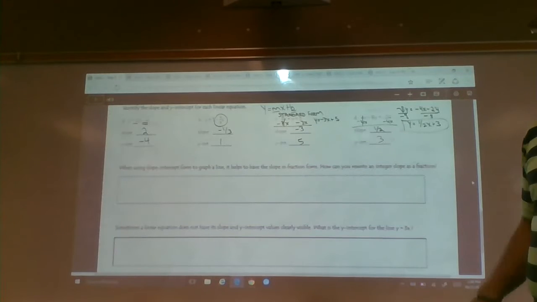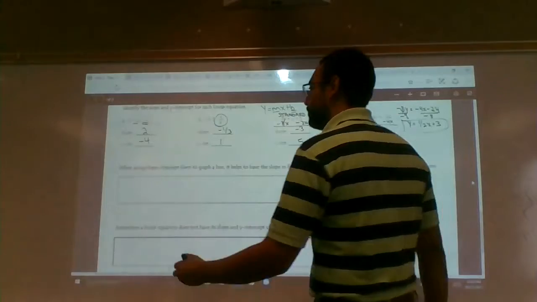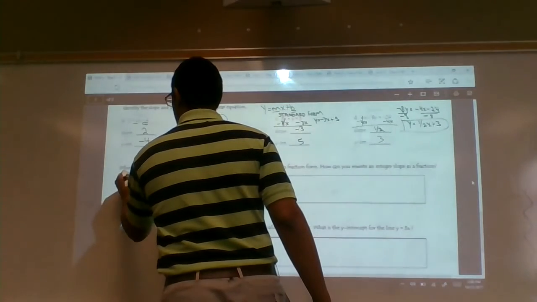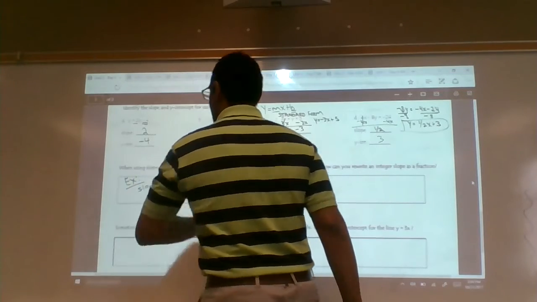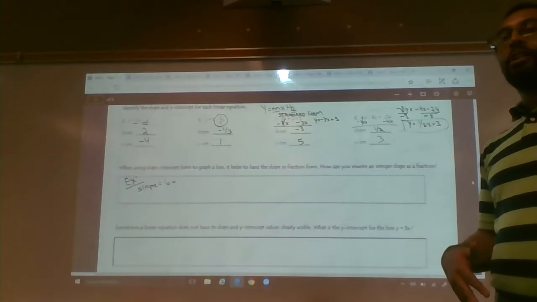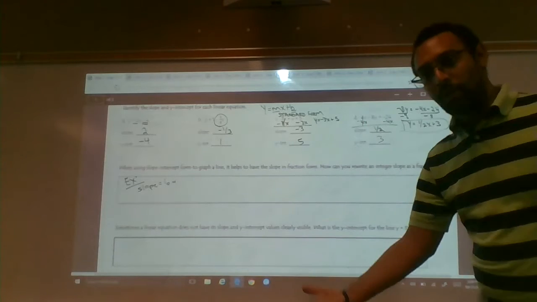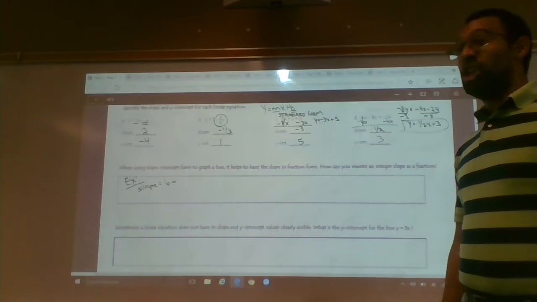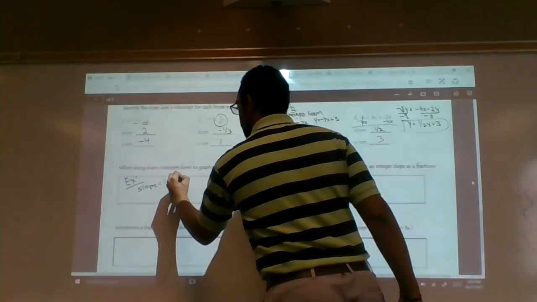Question. When using slope-intercept form to graph a line, it helps to have the slope in fraction form. How can you rewrite an integer slope as a fraction? Let's do a couple examples on here. So if my slope is 6, how do I write that integer as a fraction? And you've seen me do this. When we have a fraction and we multiply by an integer, I put a number in a specific location. It's usually underneath the integer. Okay? It's the number 1.